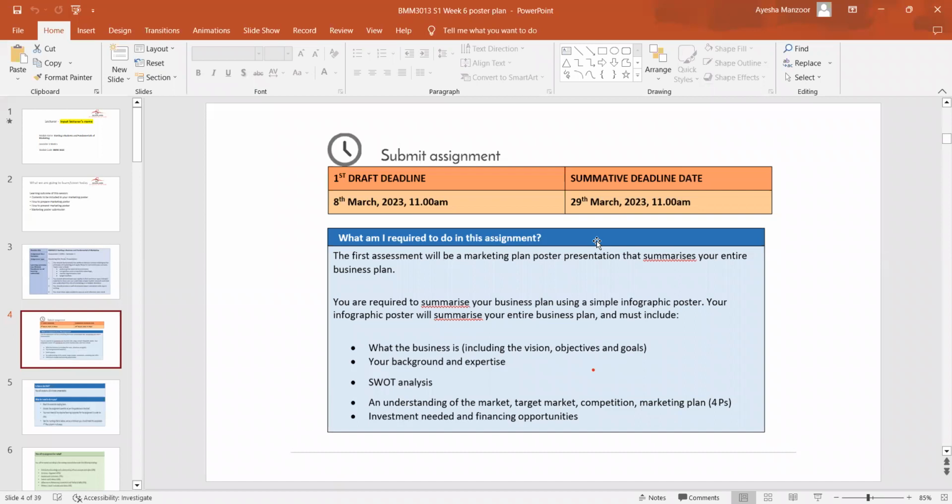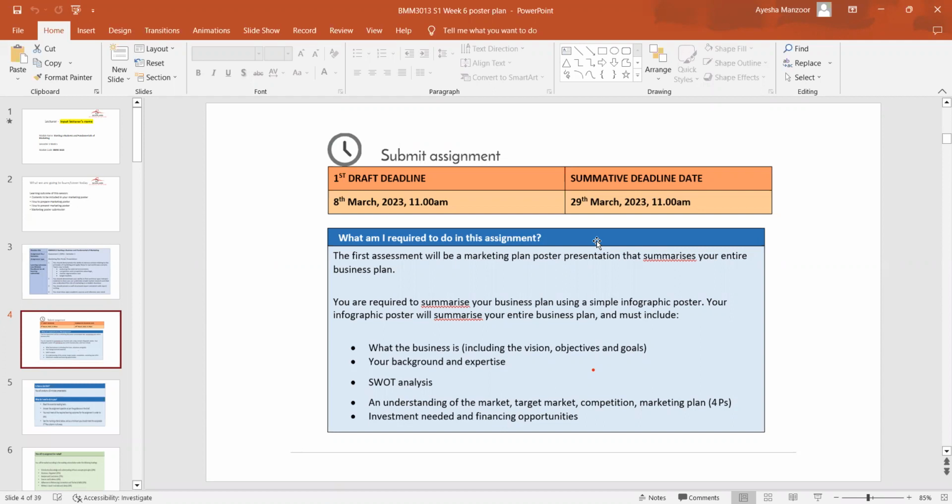The first one is the vision, objectives and goals, which should be clearly demonstrated in your poster plan presentation: what will be the vision of your business, what are the objectives, and what are the goals of your business. Then you are required to put in the background and expertise you have, and the SWOT analysis that we discussed in week 5 about strengths, weaknesses, opportunities, and threats. You have to add what could be the strength of your business, what could be the weakness and the opportunities, and what are the threats that your business will face when entering the market.